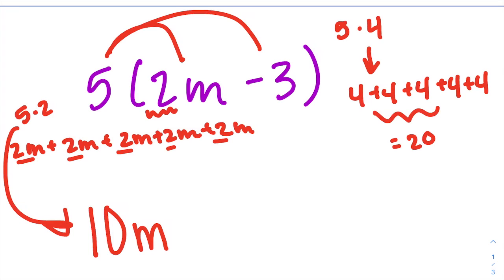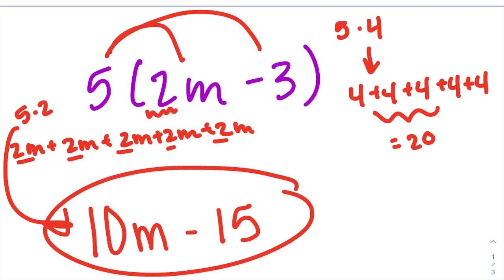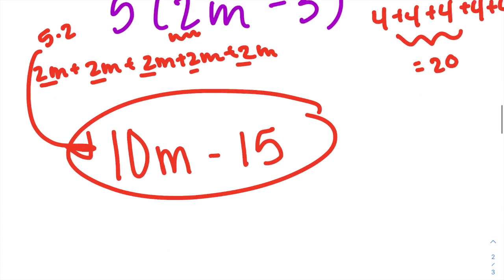5 times negative 3, if I shoot that in my calculator, I get minus 15. So now I have 10m minus 15. If you need a reminder about what to do when you're multiplying a number by a variable term, so something with a coefficient and a variable there, check back to this. Try to remember what multiplication actually means.